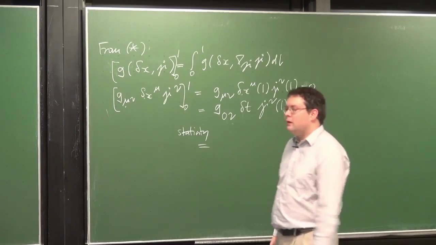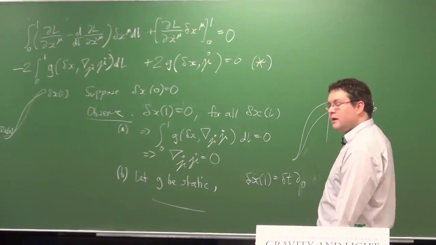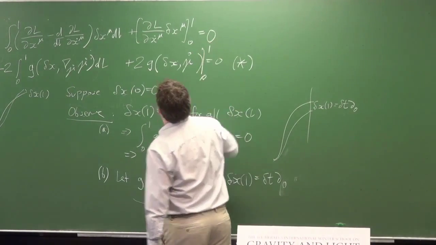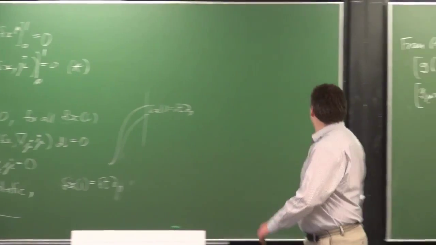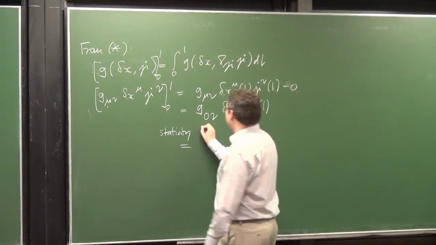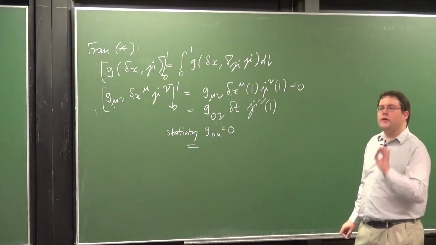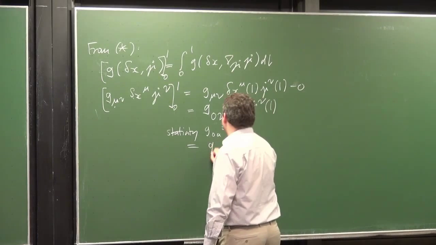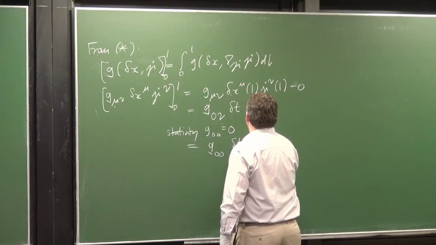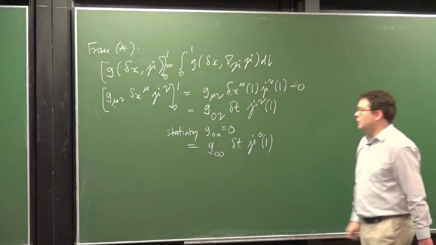Is there in the star one, shouldn't there be an evaluation at the right term? Because now we're evaluating it from 0 to 1. Yeah, that's right. Yes. Yeah. Thanks. Right, so by staticity, g_{0a} is equal to 0. So out of this sum, only one term actually survives, and that's the g_{00} term. So g_{00} δt γ̇^0 at 1.